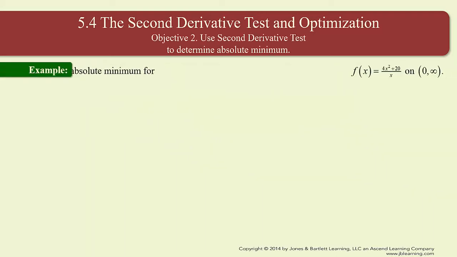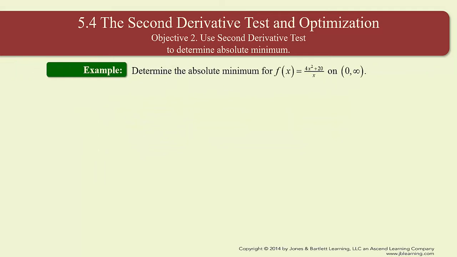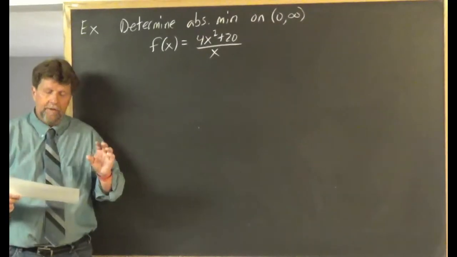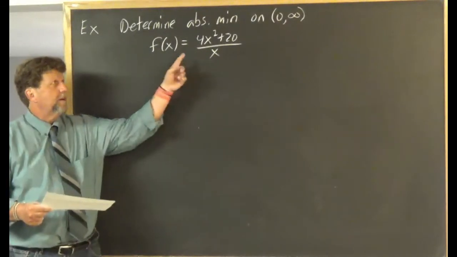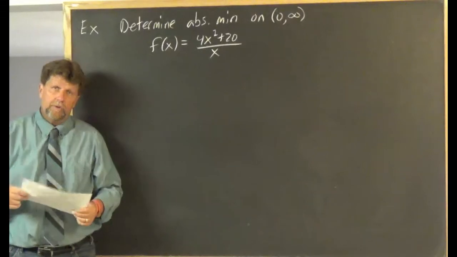So let's look at a quick example to now practice the mechanics of using the second derivative test to find an absolute minimum. So, write this example in your notes, because we're going to look at finding the absolute minimum for that function on the open interval 0 to infinity. So get in your notes because I'm heading off to the chalkboard. All right, folks, here we're going to use the second derivative test to determine the absolute minimum for this function on the interval 0 to infinity.